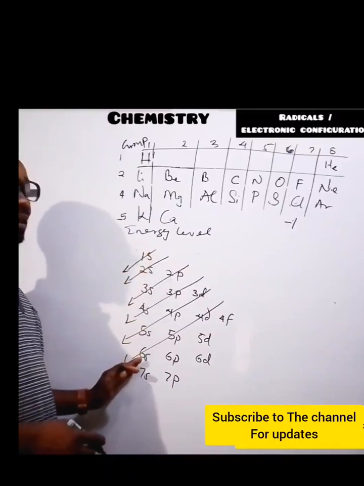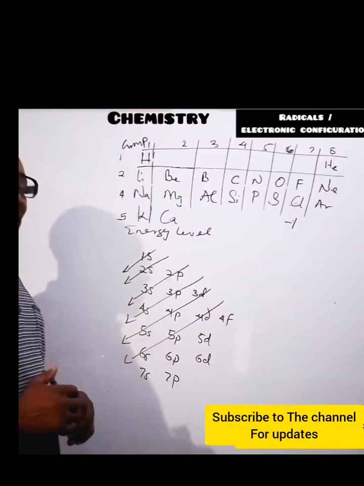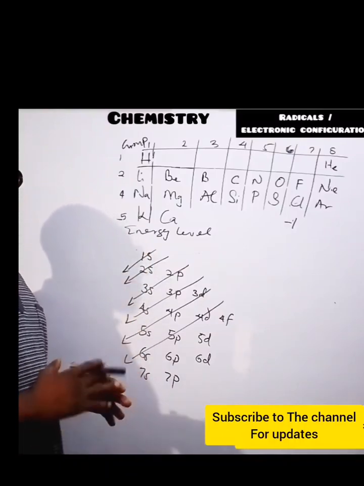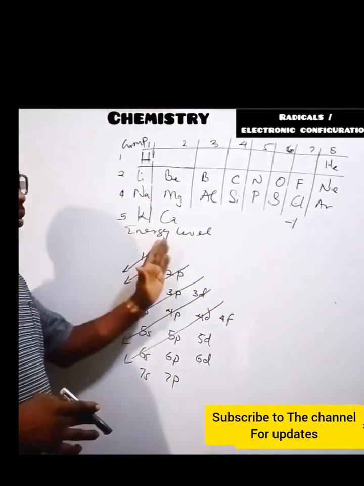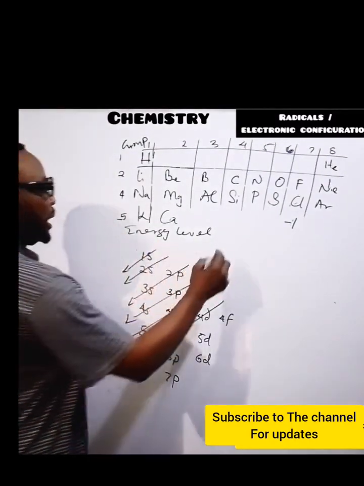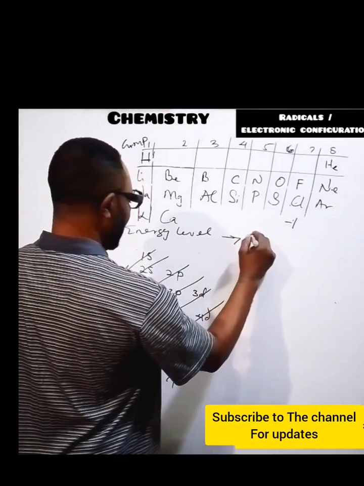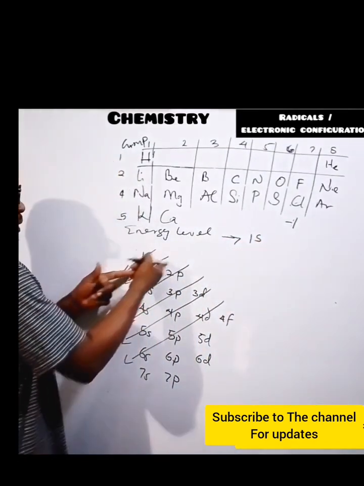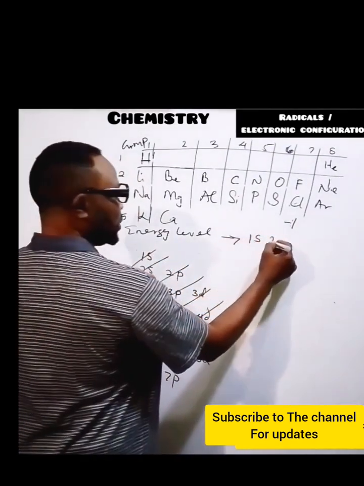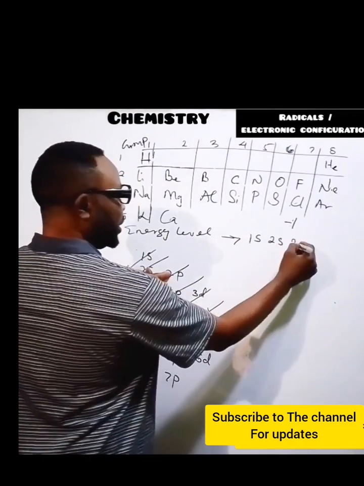I can use this drawing here, as I've been able to draw it by myself, to do the energy level order appropriately. I can now have it in this form to be 1s. You can see the arrow comes down to follow by what next? It's 2s, followed by 2p.